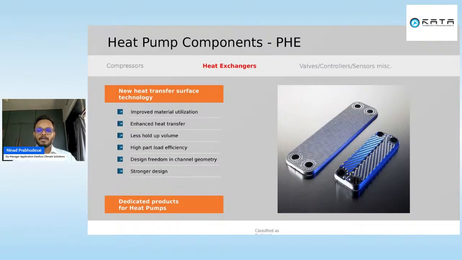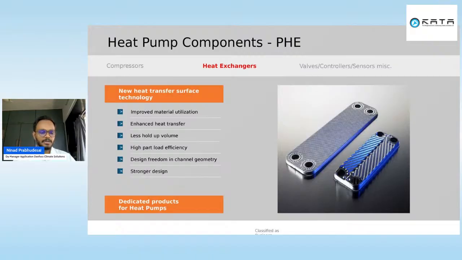Yeah, the next part is heat exchangers. Of course, we have the BPHE, which is on the right hand side. You can see the fishbone arrangement, but we are expecting more and more efficiency from all the components, and that's why these developments are always going on. On the left hand side there is a microplate heat exchanger.